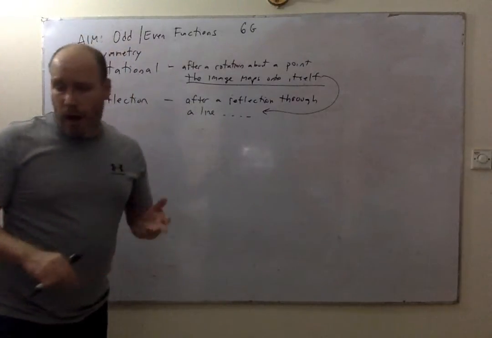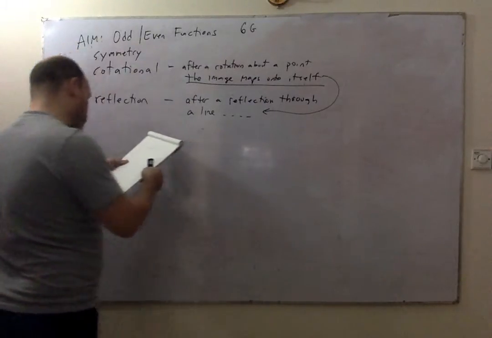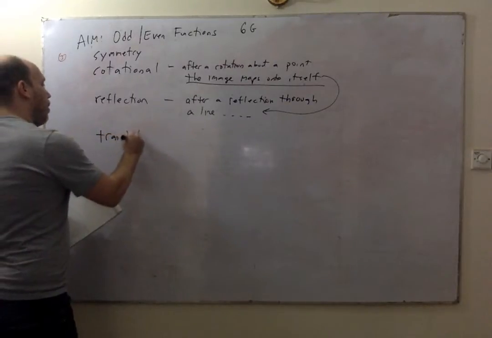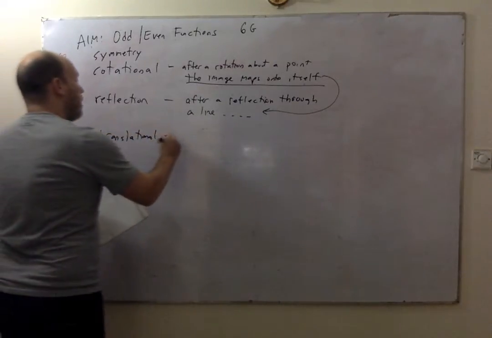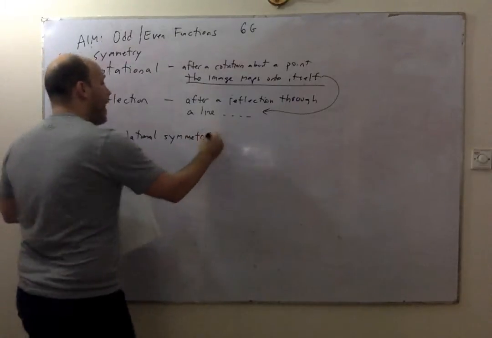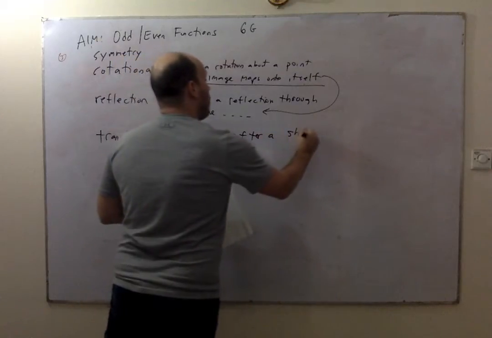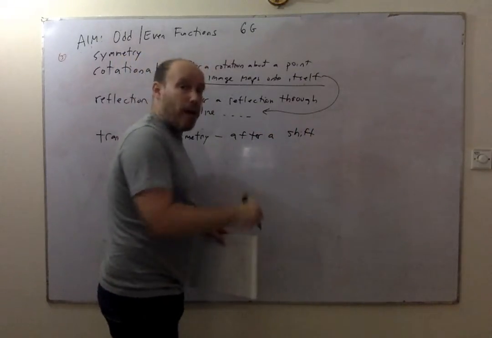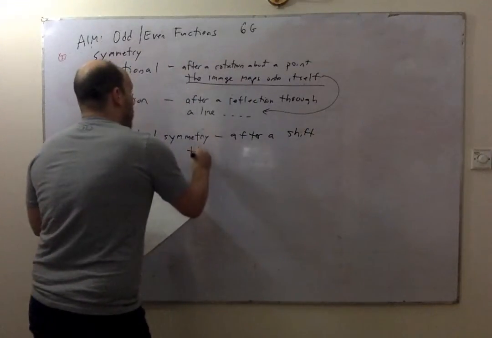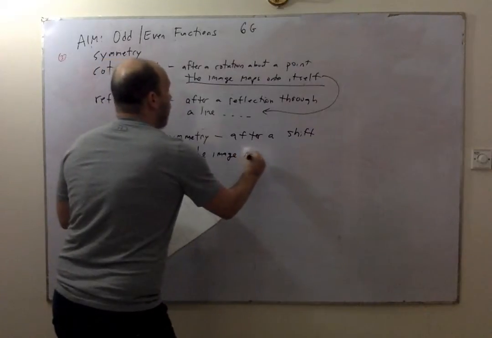The last type of symmetry is translational symmetry. And the idea is after a shift, right, up, down, left, right, after a shift, the image maps onto itself.